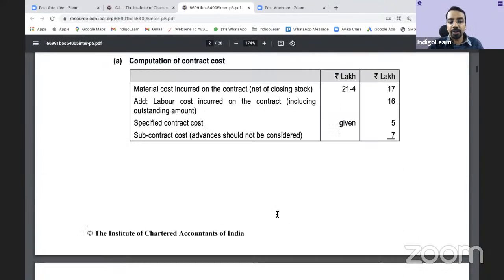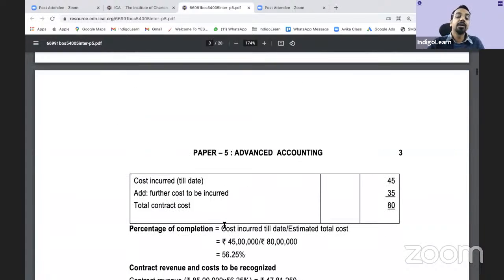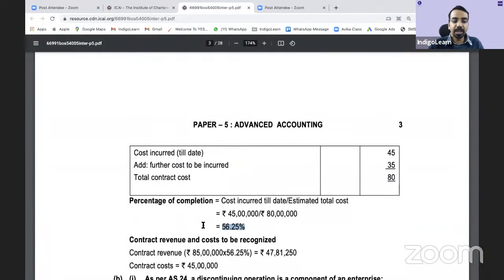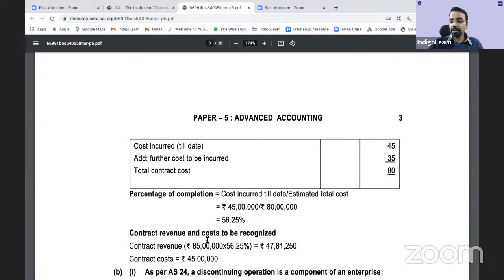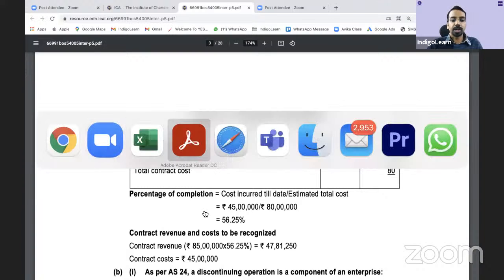45 divided by 80, 56% is the percentage completion. Revenue to be recognized is 85 multiplied by 56%, 47 lakhs. And cost 45 lakhs. Very simple, right? Simple. Any questions on this? Okay. So no questions. So we can continue further.